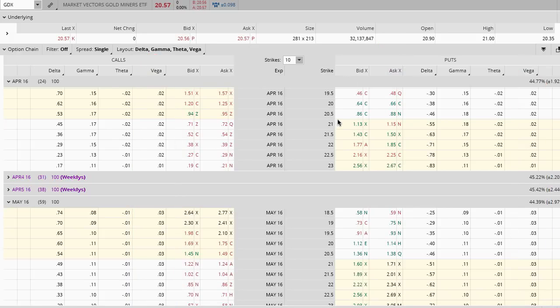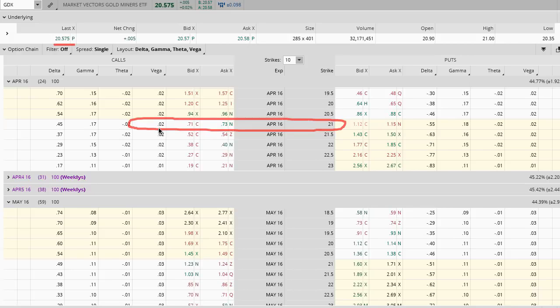So if we look at the 21 calls with a Vega of 0.2, if volatility in GDX increased by 1%, regardless of where the stock moved, regardless of whether it's closer to expiration or not, just a 1% move up in implied volatility causes the value of this option to go up by $2. In most cases, volatility moves by a couple percent, usually 5 or 10 or even 20% over a given week. So a 10% move in volatility means a $20 increase in the value of this option, and nothing else had to happen.